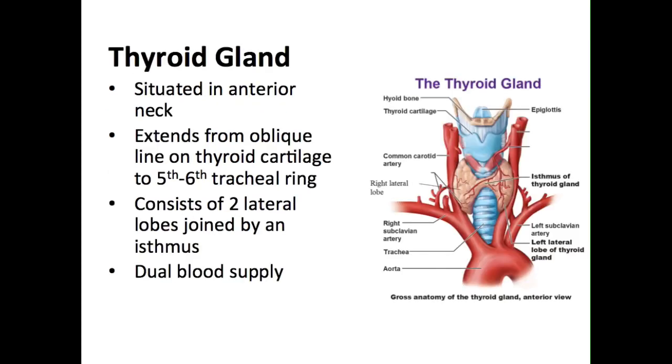The thyroid gland is situated in the anterior part of the neck, in the midline, extending superiorly from the oblique line of the thyroid cartilage, just below the laryngeal prominence, to the fifth or sixth tracheal ring inferiorly. It usually consists of two lateral lobes connected by an isthmus in the midline. However, occasionally there can be another lobe, known as the pyramidal lobe, that extends from the superior part of the isthmus across the thyroid cartilage, attaching to the hyoid bone.